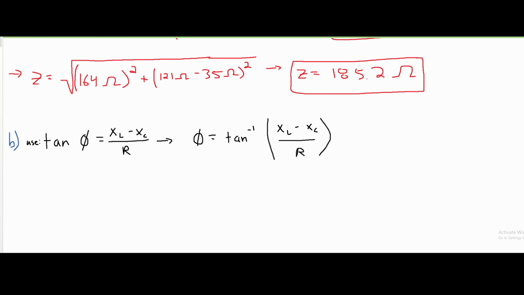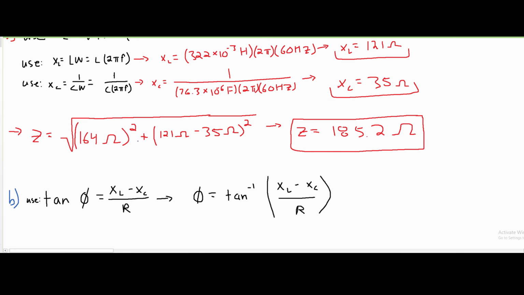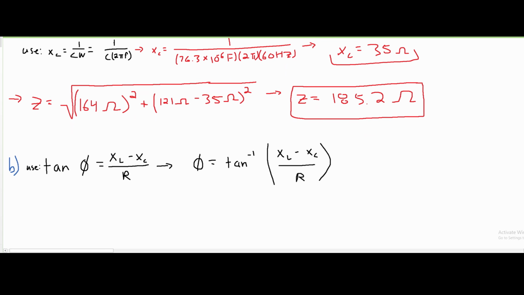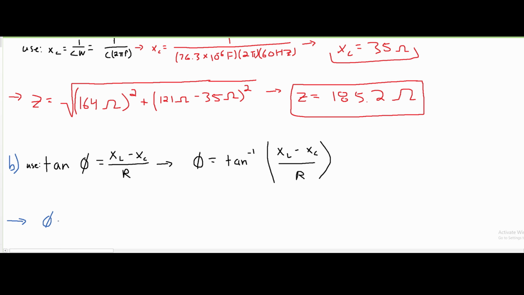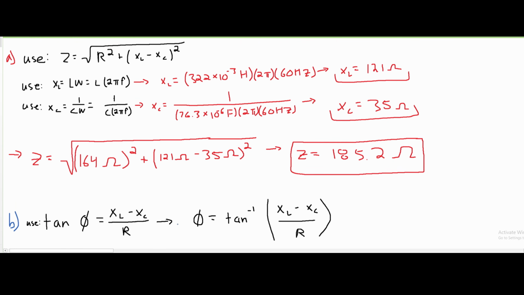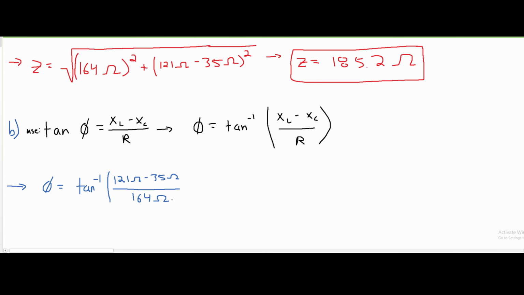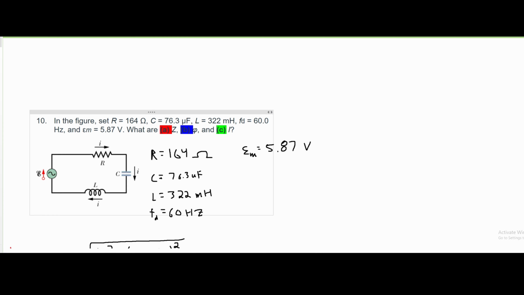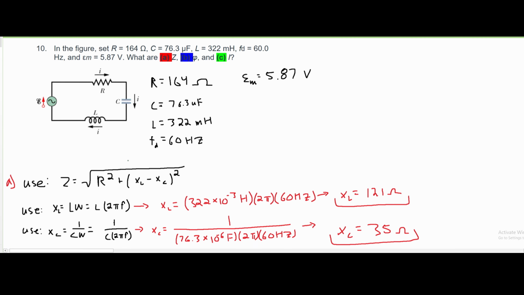Well, in the previous problem, we found our X of L and our X of C, and we know our R, so we can just plug in these values and say that our phase shift is going to be equal to the arctangent of 121 ohms minus 35 ohms all over 164 ohms. Our ohms are going to cancel out. After we put this in our calculator, we are going to be left with the phase shift of approximately 28 degrees.